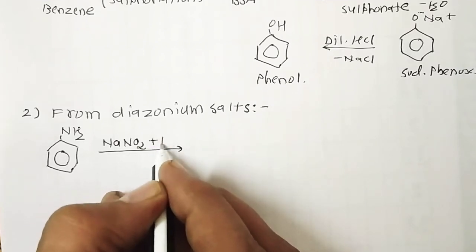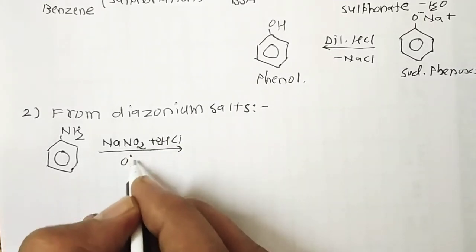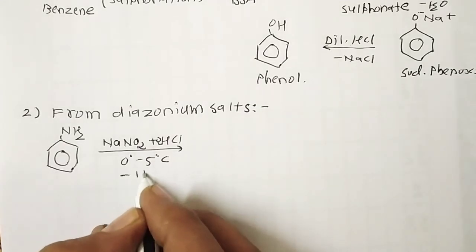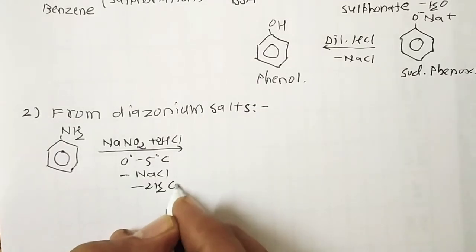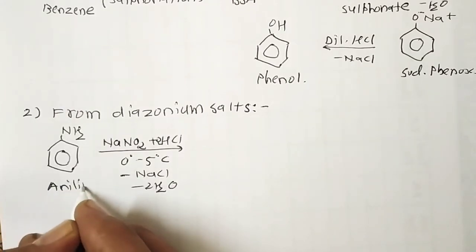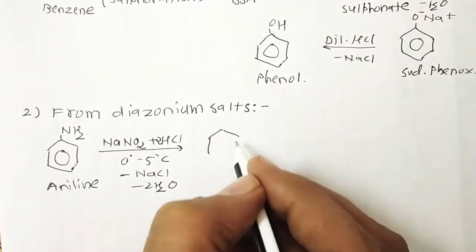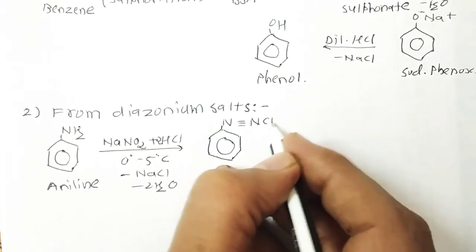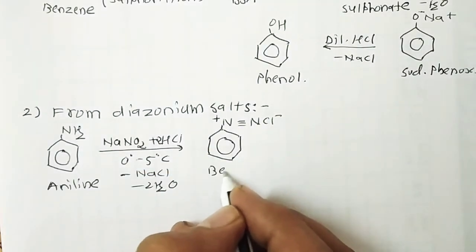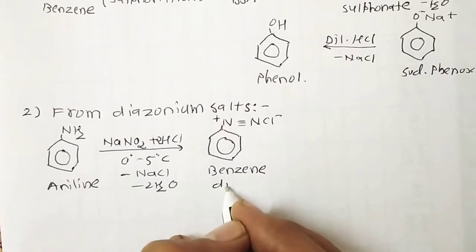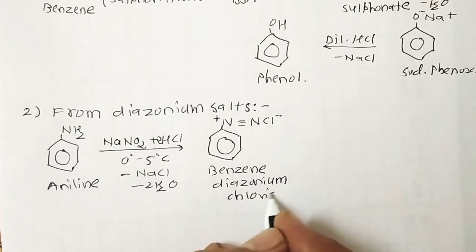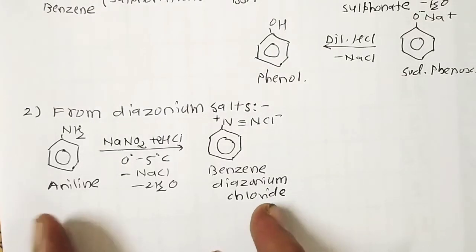NaNO2, sodium nitrite, plus 2 mole of hydrochloric acid. A 0 to 5 degree centigrade temperature is required because BDC is stable at this temperature, with removal of NaCl and 2H2O. So our compound aniline is converted into benzene diazonium chloride, N triple bond NCl. This reaction is called a diazotization reaction.